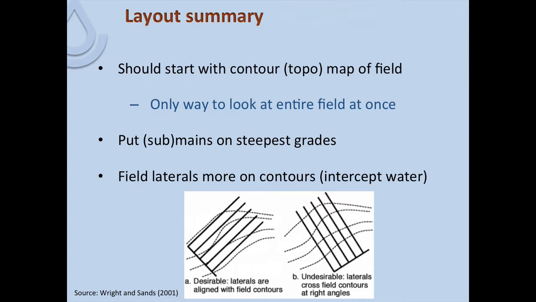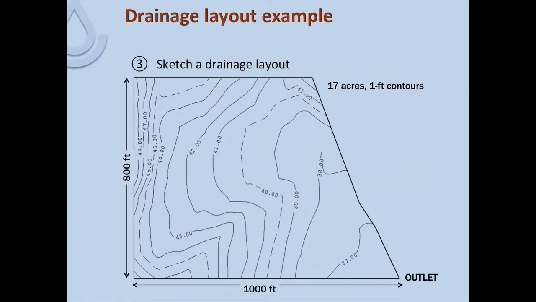Now here we've got another example problem for you to think about, but we've got a field here 800 feet by 1,000 feet, although a little odd shaped. On the right hand side, our outlet down there at the bottom right, the contours as shown here. The idea here for you to think about how you would sketch out or lay out a drainage system for this field. But first of all, just a kind of a quick review of working with contour maps.